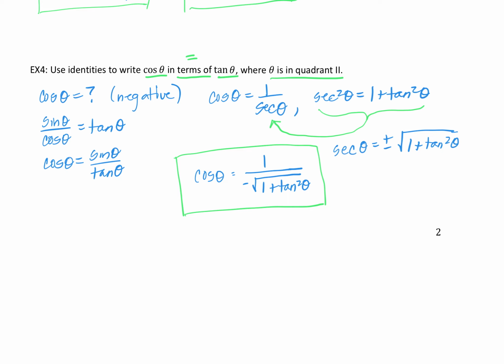So again, a little bit abstract. You always have to kind of play around with the identities and keep in mind whether your final answer is going to be negative or positive. So that is it for this section.